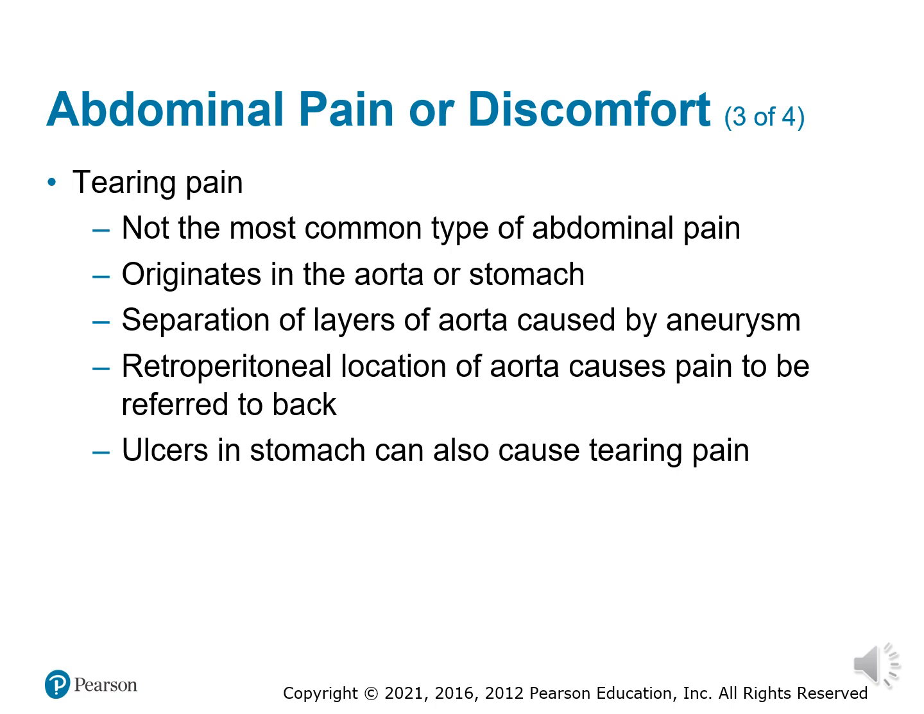Next is tearing pain. It's not the most common type of abdominal pain. It originates in the aorta or the stomach. It is actually caused by separation of the layers of the aorta from an aneurysm. So when you hear tearing pain, you can assume there's probably an aneurysm happening. The retroperitoneal location of the aorta causes the pain to be referred to the back. Ulcers in the stomach can also cause a tearing pain. So remember that tearing pain typically refers to a dissection of the abdominal aorta.